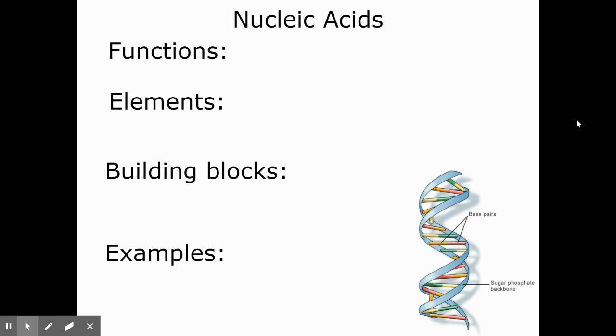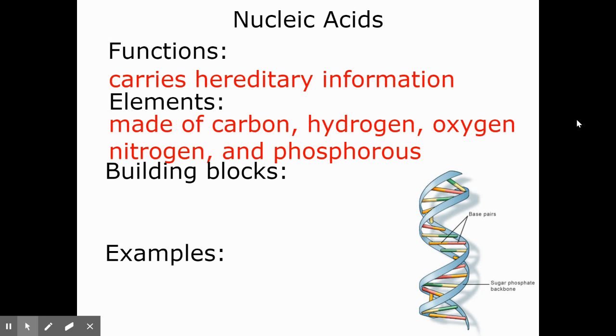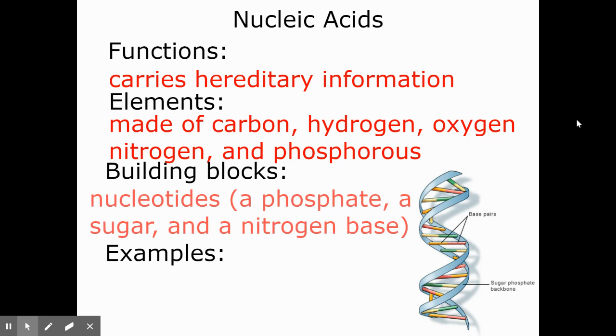And then finally, our last biomolecule is nucleic acids. They carry the hereditary information for genetics, for passing on information to offspring. You can see pretty much the same stuff with some phosphorus in there. Nucleic acids are made up of nucleotides. The words even begin with NUC. Nucleic acids, nucleotides. And what makes up a nucleotide? It's got three parts: a phosphate, a sugar, and a nitrogen base.